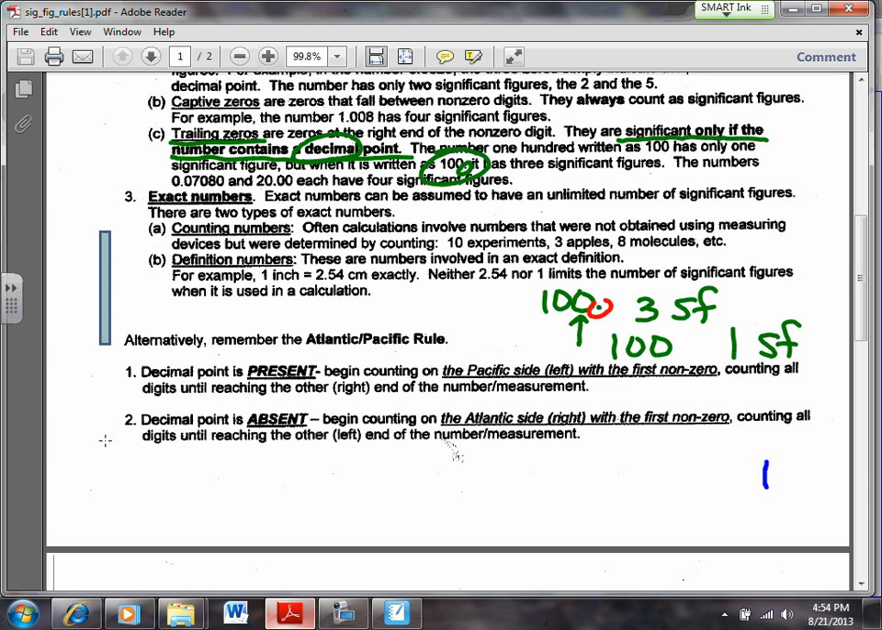So let's take a look at what we call the Atlantic Pacific rule. If zeros are present, let's see if I can get kind of funky with this. I never know with this smartboard. If a decimal point is present, whoo, it's working. Okay, cool. The decimal point is present. We're going to begin counting on the Pacific side. Now, let's see what that means.